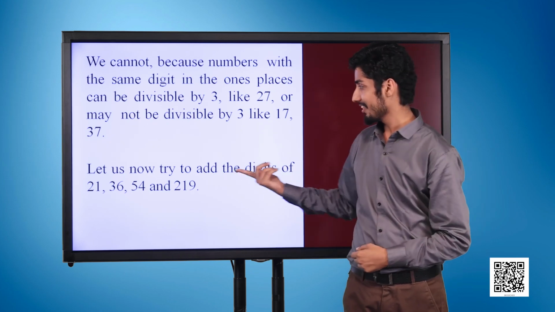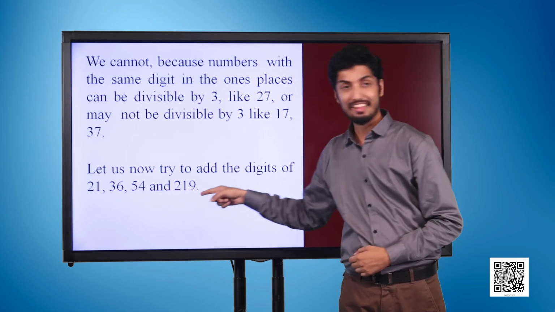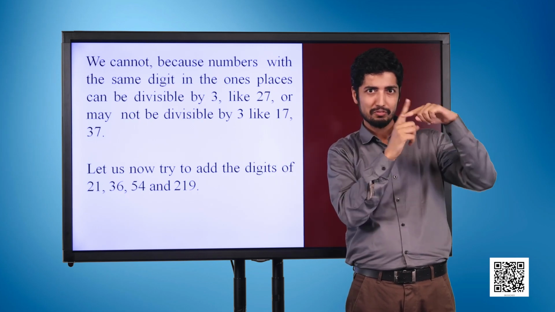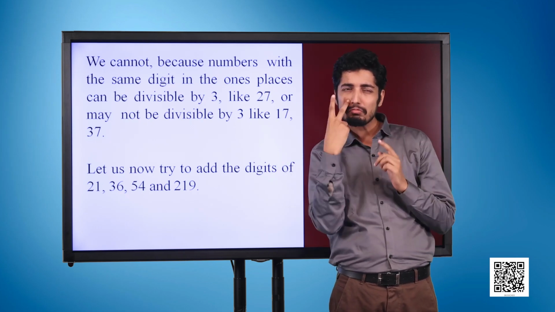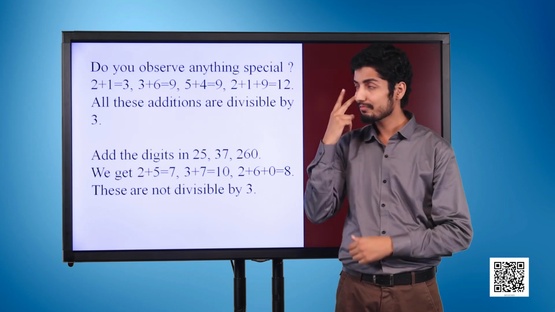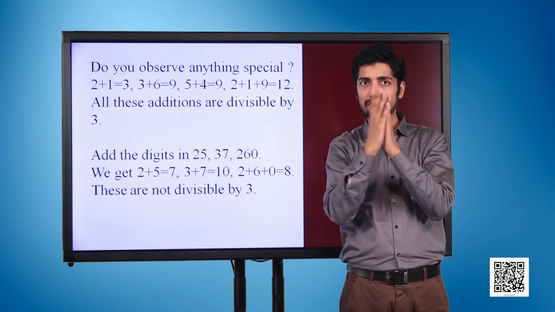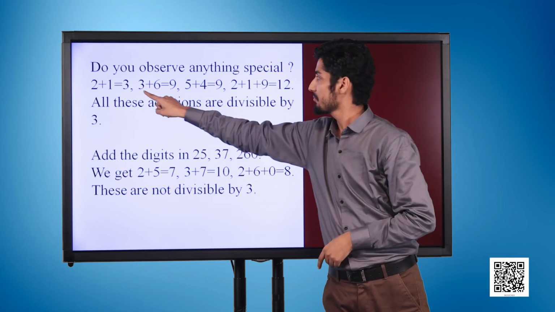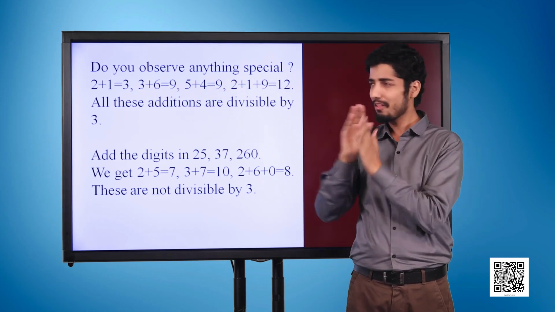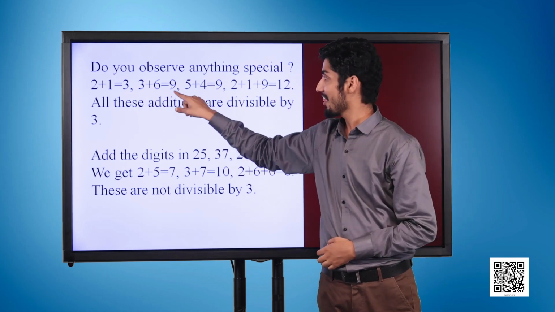Let us now try to add the digits of 21, 36, 54 and 219. Do you observe anything special? 2 plus 1 is equal to 3, 3 plus 6 is equal to 9, 5 plus 4 is equal to 9, 2 plus 1 plus 9 is equal to 12. All these additions are divisible by 3.